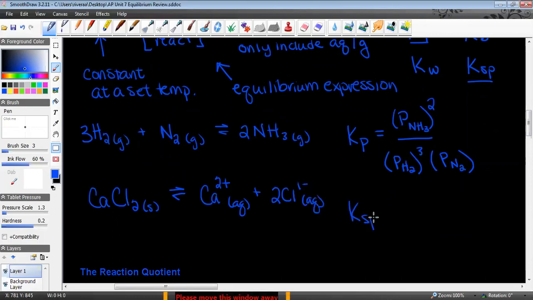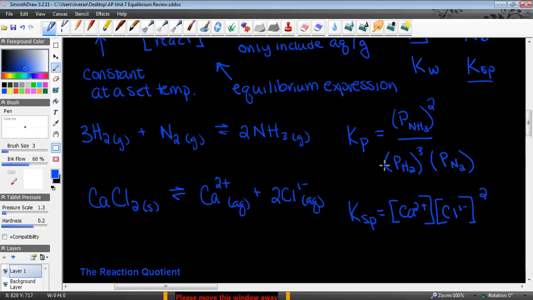Now we're writing a Ksp expression, and we're going to be working with concentrations because we're talking about the solubility of ions in solution. So I'm going to put my calcium in brackets, and it is not going to have an exponent. And my chlorine is going to have an exponent of 2. And it's not going to be over anything. I'm not going to go over my reactant because my reactant is solid.